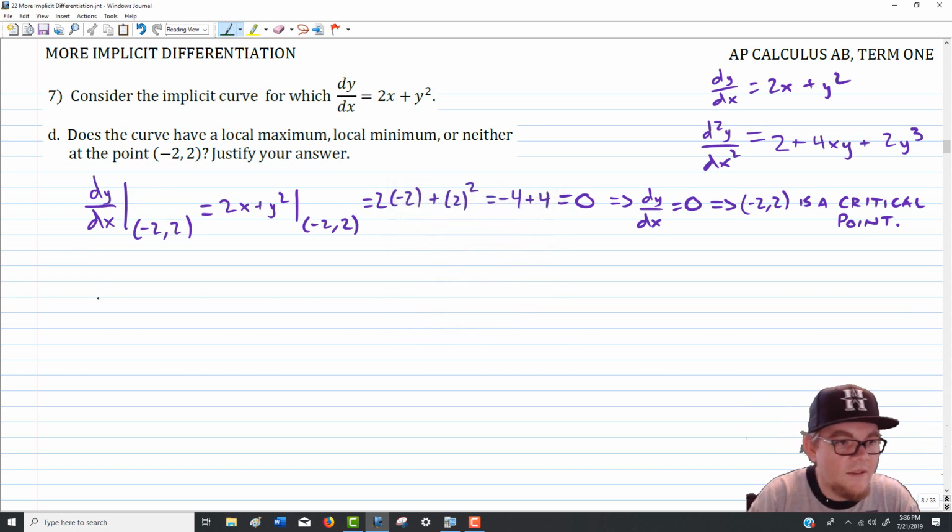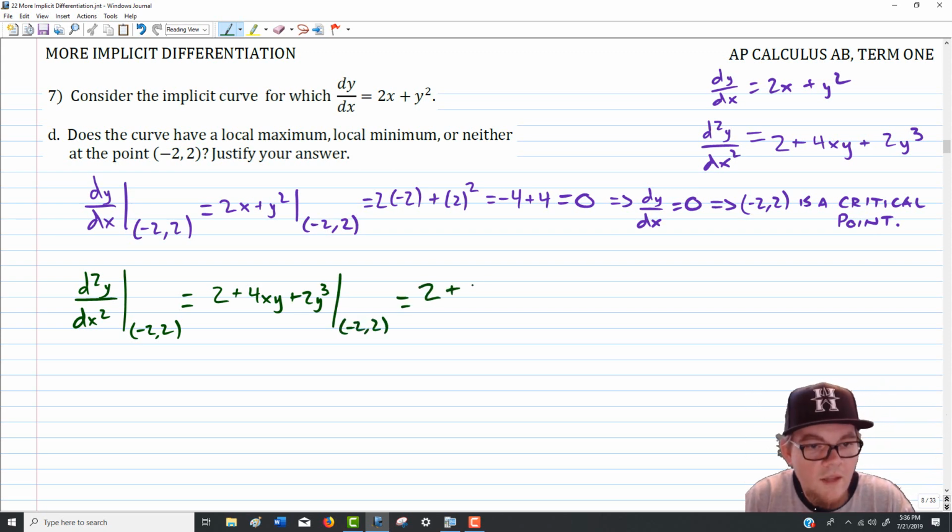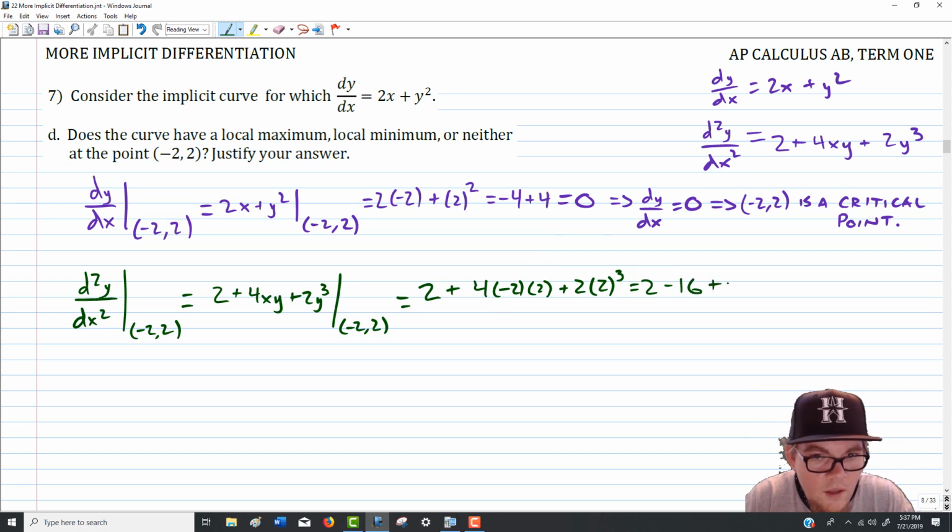Let's next move up and attack the second derivative. We want to look at the second derivative itself and evaluate it at -2, 2. Well, recall, as we said, the second derivative is 2 plus 4xy plus 2y cubed. Plugging in, that'll be 2 plus 4 times -2 times 2 plus 2 times 2 cubed. Ugh, that's a lot of 2's. That's equal to 2 minus 16 plus, 2 times 8 is plus 16, which is equal to 2. And that number 2 is greater than 0.